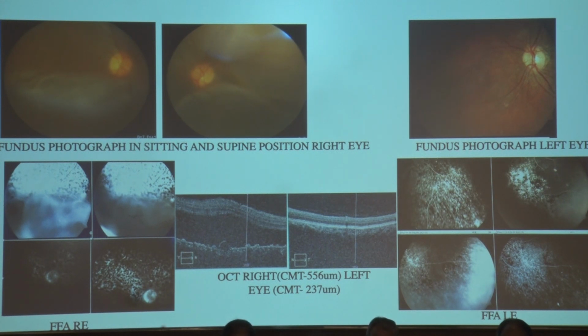We did an FFA to rule out any leakages in case of a multifocal CSCR, but we found pigmentary hypertrophy and RPE hypertrophy and a leopard spot retina in both the eyes. The OCT in the right eye was corresponding to the retinal detachment, and it was done obviously in the sitting position.